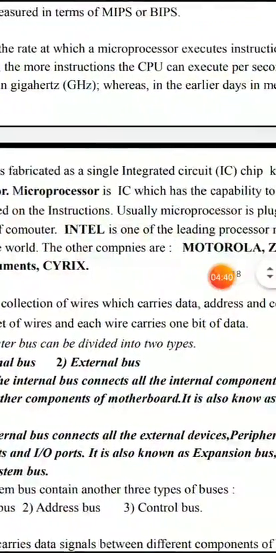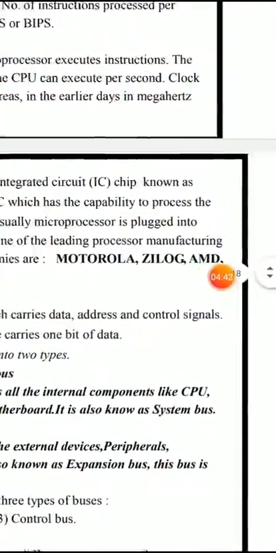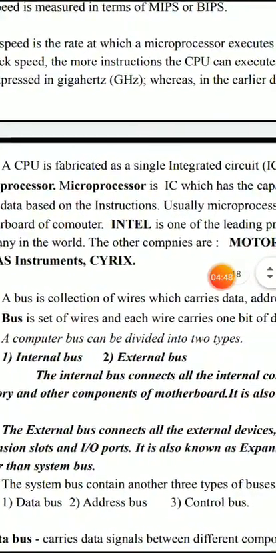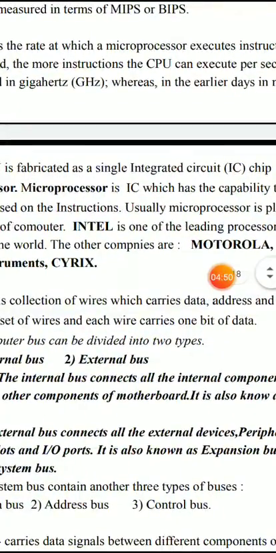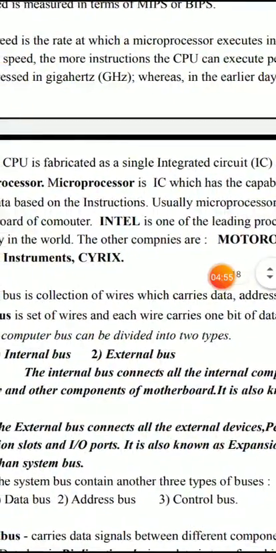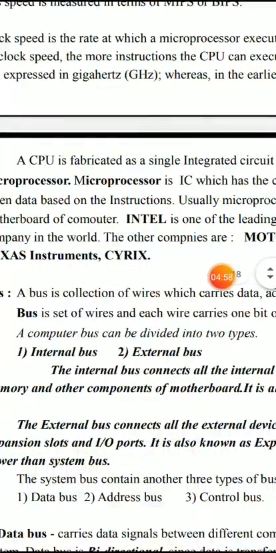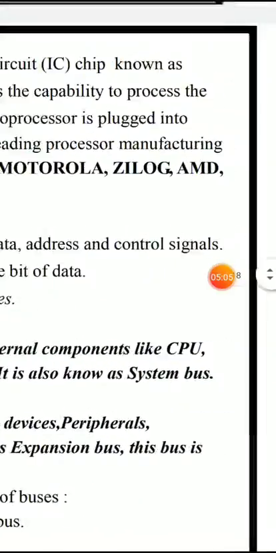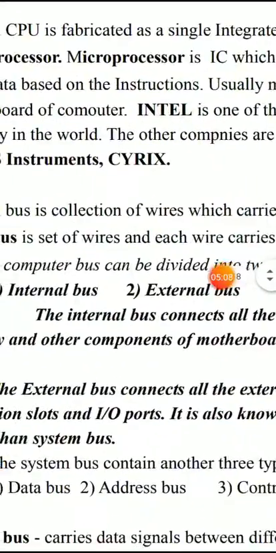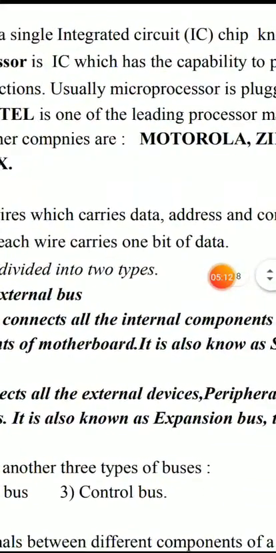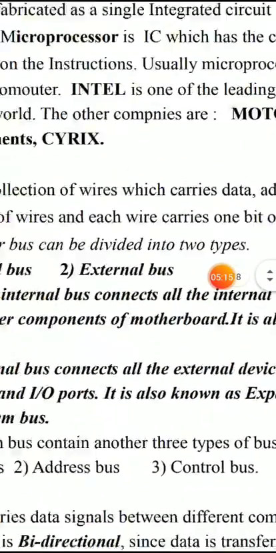A bus is a collection of wires which carries data, address and control signals. A bus is nothing but a set of wires which carries one bit of data. A computer bus can be divided into two types. One is called the internal bus, another is called the external bus. The internal bus connects all the internal components of a computer system like the CPU, memory and other components of the motherboard. It is also known as the system bus.